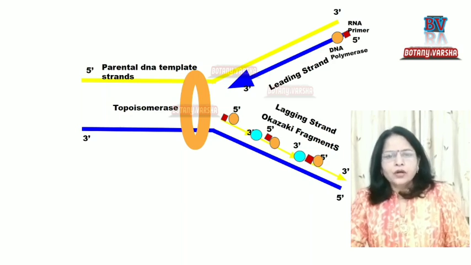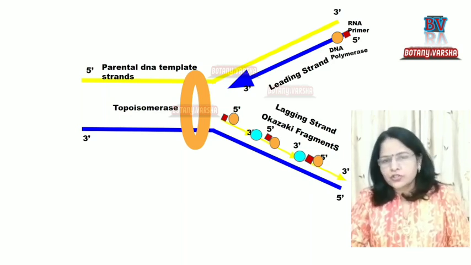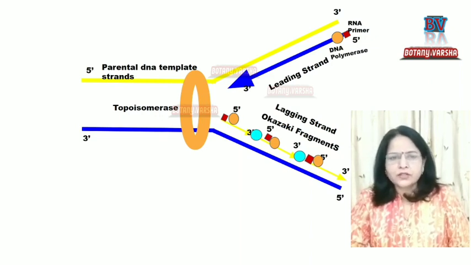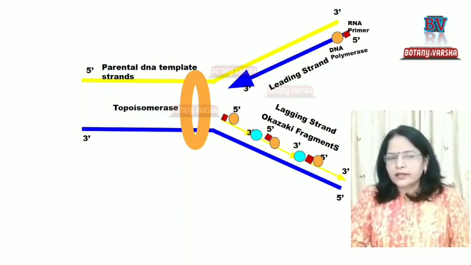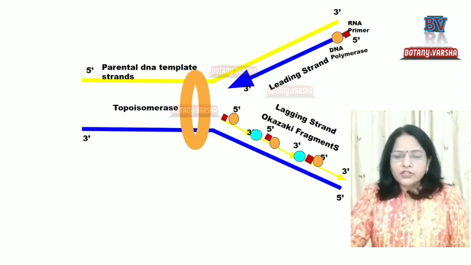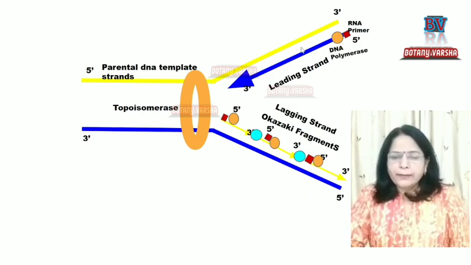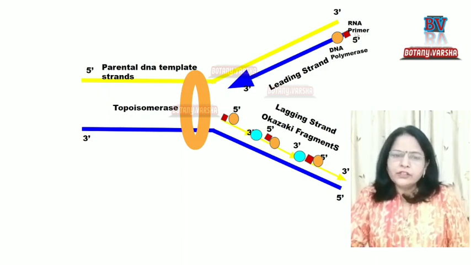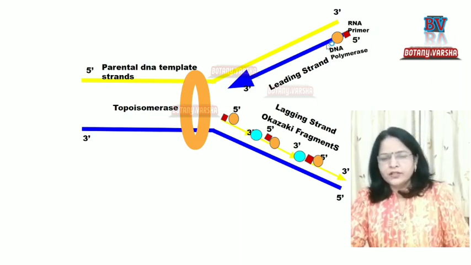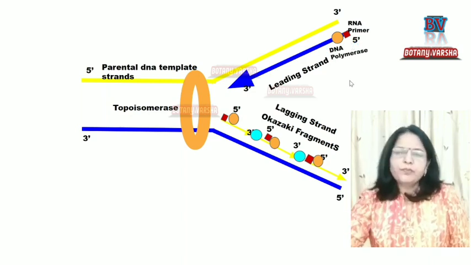So DNA replication is discontinuous on the lagging strand, on which a new primer must be generated at the beginning of each Okazaki fragment. And on the other strand, where the replication is continuous, called the leading strand, the primer is required only at the 5' end of the newly synthesized DNA strand. So in this way DNA replication takes place.